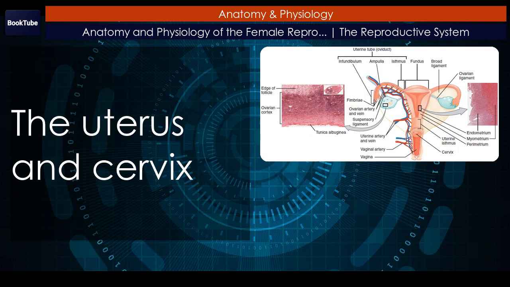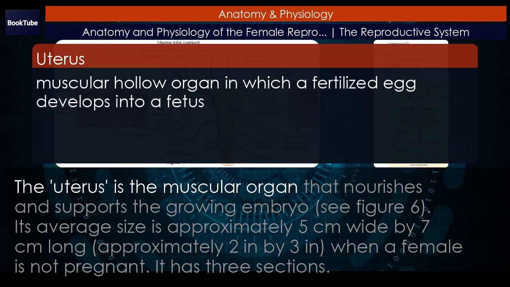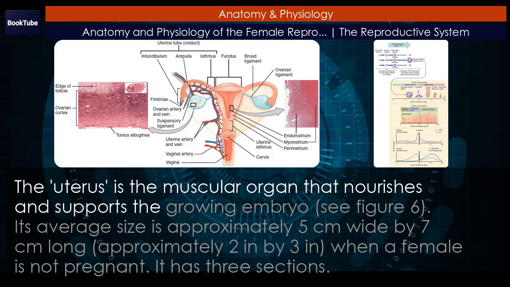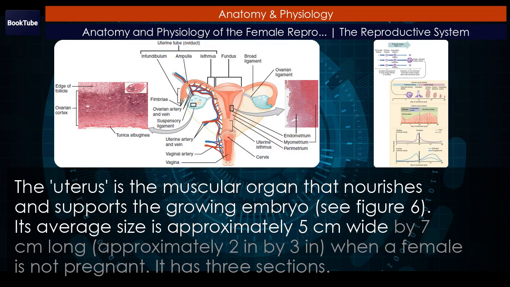The uterus and cervix. The uterus is the muscular organ that nourishes and supports the growing embryo. See Figure 6. Its average size is approximately 5 cm wide by 7 cm long, approximately 2 in by 3 in. When a female is not pregnant, it has 3 sections.